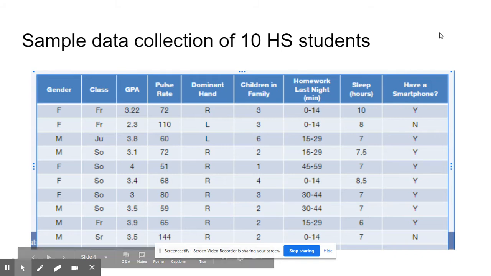Let's take a look at the sample data collection of 10 high school students. Can you identify the individuals, the categorical variables, or the quantitative variables? The individuals are 10 students in the stats class. The categorical variables are the student's gender, dominant hand, the homework last night, and that's because it's in a range, and if they have a smartphone. The quantitative variables are GPA, pulse rate, children in their family, and the number of hours of sleep.